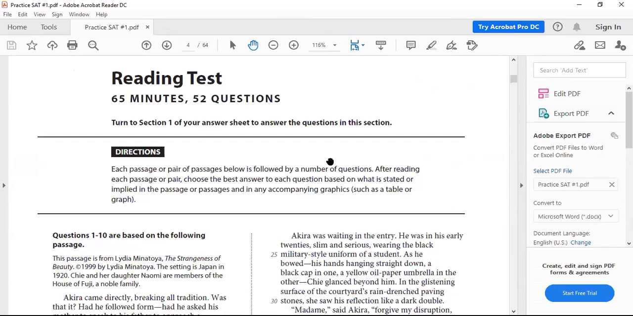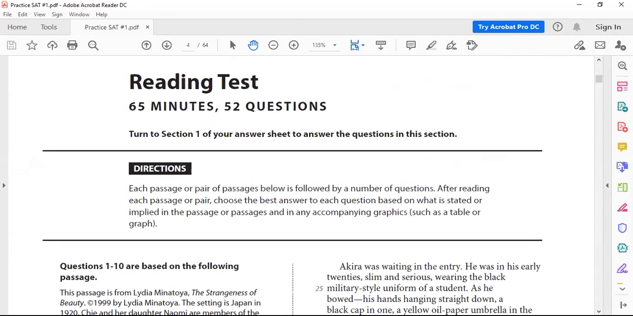So today I'm going to teach you how to answer evidence-based questions on the SAT reading test. It's important to get good at these because these questions come up a lot. They're in almost every passage on the SAT. On the ACT, they don't come up, so you don't have to worry about them.